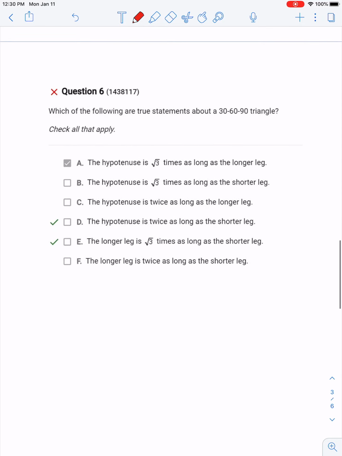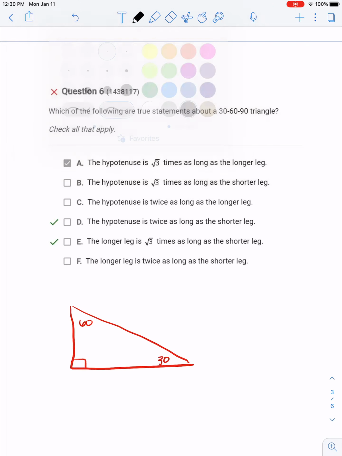All right, question 6. Which of the following are true statements about a 30, 60, 90 triangle? And we're just going to go through all of them and kind of eliminate. So before we do that, let's draw our 30, 60, 90 triangle again. 30, 60, and then I know this side is x, this one is x radical 3, and this one is 2x.